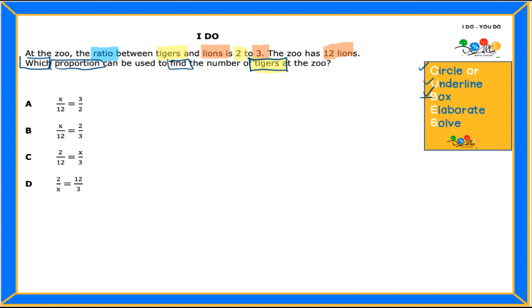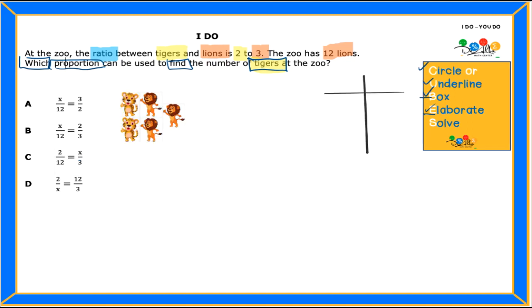Okay, my next step is to elaborate. To elaborate, I can draw, make a picture, diagram, table, anything that helps me to understand what's going on. So I'm going to choose two things in the same problem. I'm going to make a picture and draw a table. Tables are always hand in hand with proportions, like we see in these multiple choices. I'm going to bring those pictures, guys.